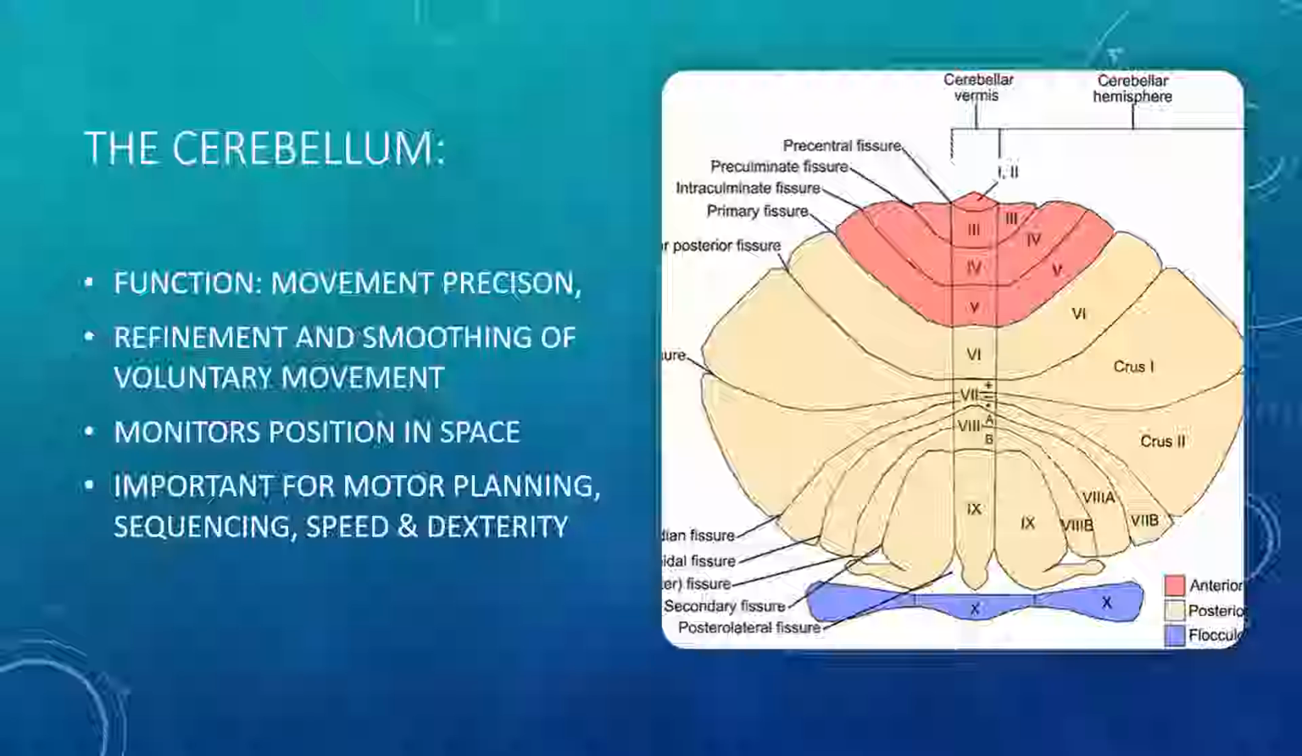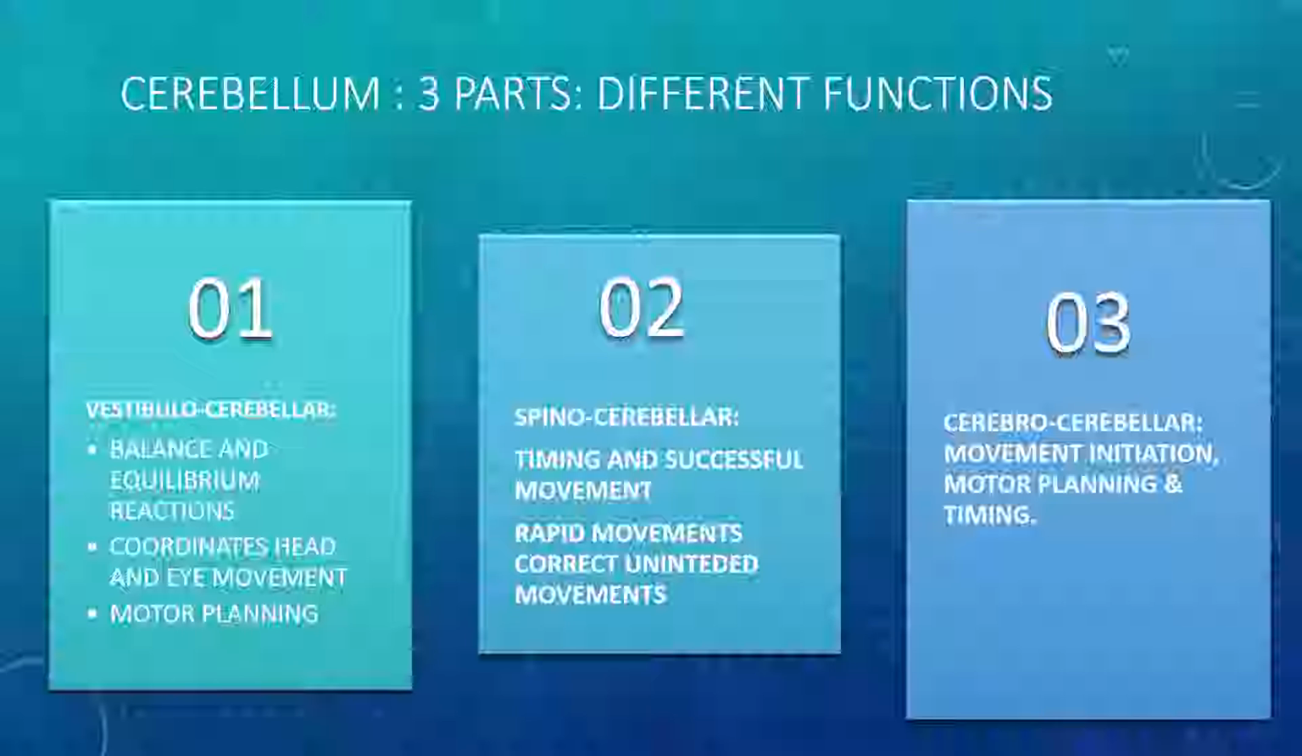And the other thing to notice is the color, because there are 3 sections of the cerebellum. So it has 3 parts with 3 different functions. The first, we're going to challenge your use of medical terms, but the first one is the vestibulocerebellar part, and it is involved in balance and equilibrium reactions, and it coordinates head and eye movements, and we'll get into that further. And it is involved in motor planning.